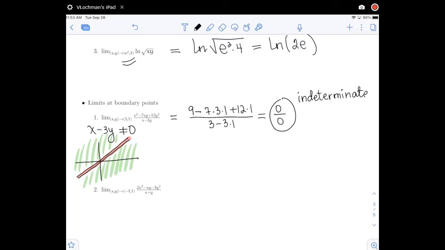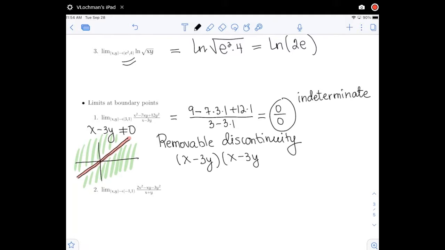Okay, this is the case that we call removable discontinuity. And we've done problems like that a long time ago in Calculus 1. Removable discontinuity. We approach it by factoring things. Okay, so if I factor my function, and I can factor that quadratic, you'll see what's going to happen. This is x minus 3y over x minus 3y.